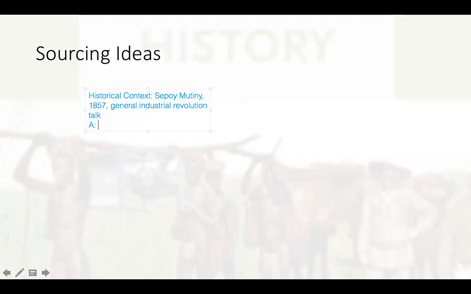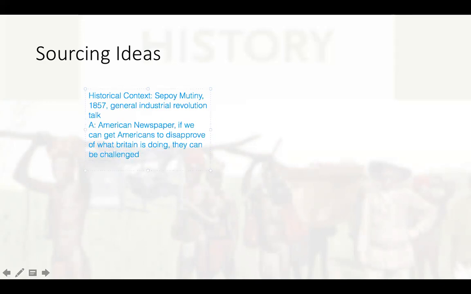The audience is an American newspaper. Well, why would an American newspaper be important here? Why would he be publishing that in America, not in England? Well, he probably could have published it in England. It just so happens that he was on contract with the New York Daily Tribune at the time. But let's go out on a limb and say, well, if we can get Americans to disapprove of what Britain is doing, they can be challenged. Okay, so Britain can be challenged if we can get the Americans on board to challenge their hegemony.